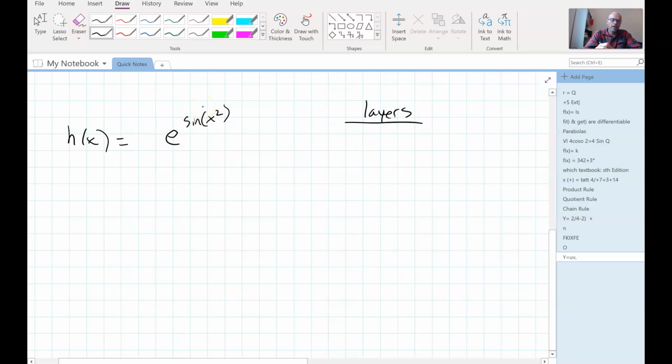So the first layer, the outside layer, is e to the. And notice I'm just leaving that blank, but I just want to give you the shape of the outside layer. It's e raised to something. The next layer is sine of something. And then the third layer is something squared. And then, of course, the fourth layer is x. So basically, I need to know, when do I get down to x? Okay?